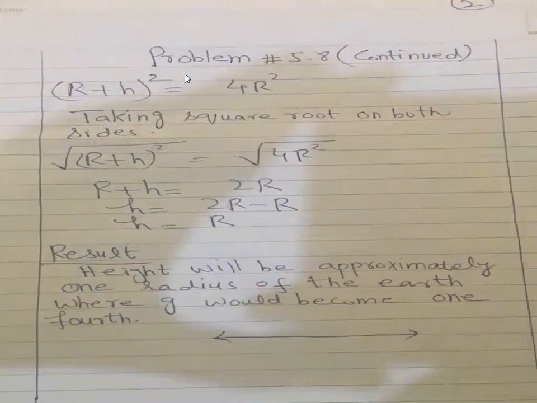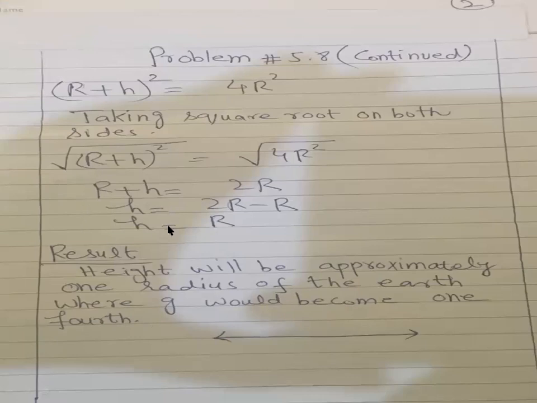So (R plus h) whole square is equal to 4R square, taking square root on both sides. This square will be cancelled, and this will be 2R. So if you take R to the other side of the equation, it will be 2R minus R, which is equal to R. So height will be approximately 1 radius of the earth, where g would become 1/4. So this is the height.